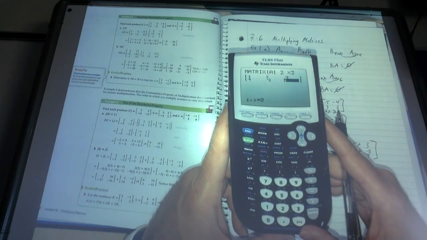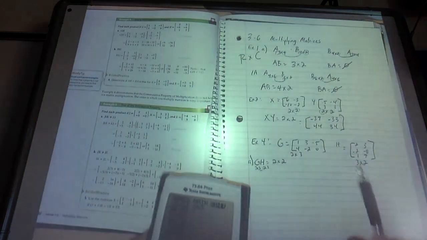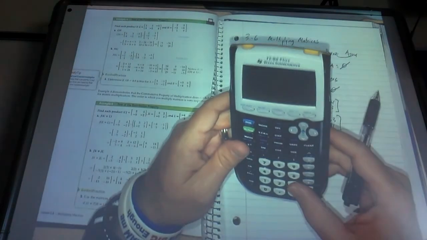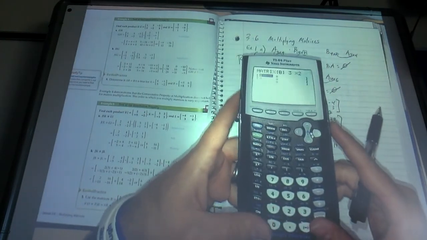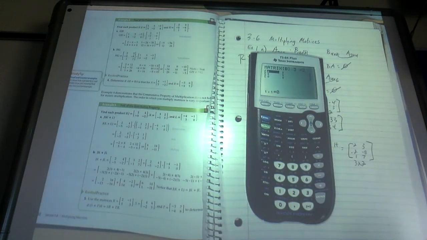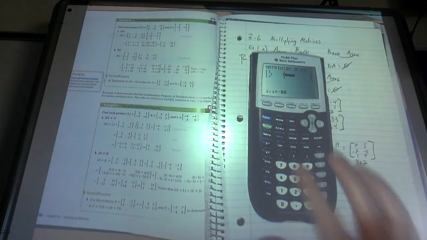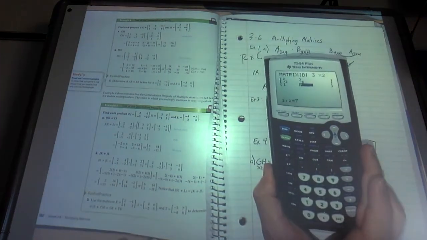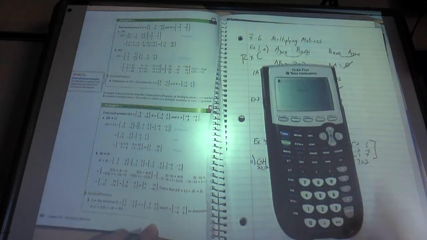If you need to double check, there you go. Matches up with G. Now we're going to go back, matrix, edit. I'm going to put in the second one. They're calling it matrix H. It's going in my matrix B spot. 3 rows by 2 columns. All right, put it in. 2, 3, -2, -8, 1, 7. Double check, make sure it's in there right. 2, 3, -2, -8, 1, 7. All right, we're good. Go to the home screen.